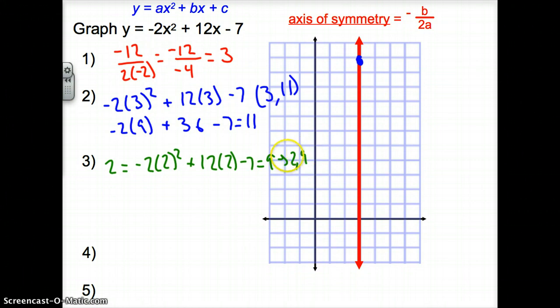So I'm going to go ahead and plot coordinate point (2, 9). So over 2, up 9. Boom, put a point. Next, I still have to pick one more point, so I'm going to pick 1. I'm going to put 1 in for all my x values.